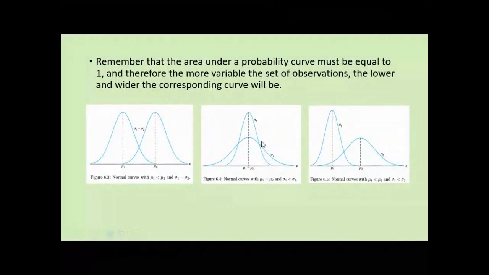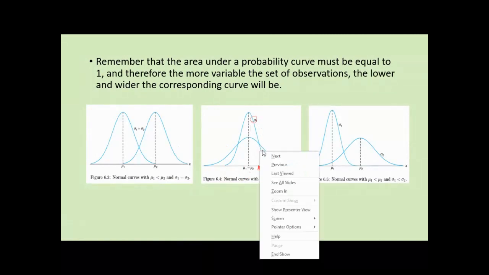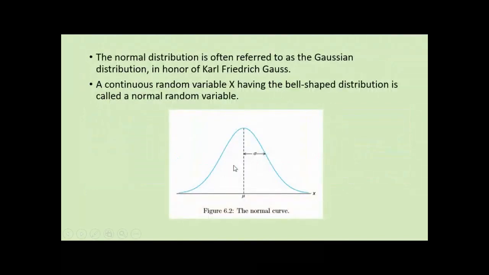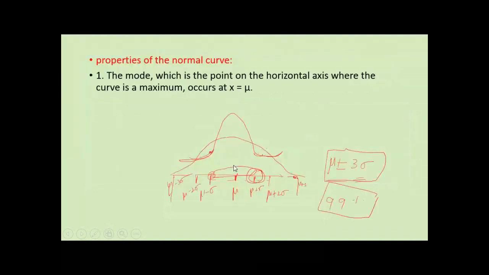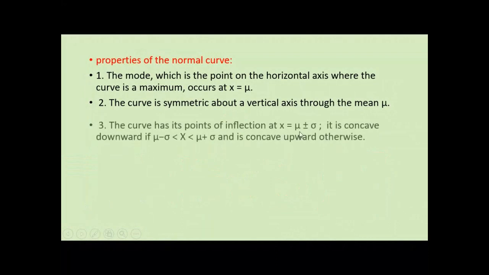See, if you know what this value sigma 1 is, you can add sigma 1 to mu. You will find another value of x here. Here, the concave down becomes concave up. So this is a point of inflection. So points of inflection of the curve occur at x equal to mu plus or minus sigma, isn't it? That's for the point 3.